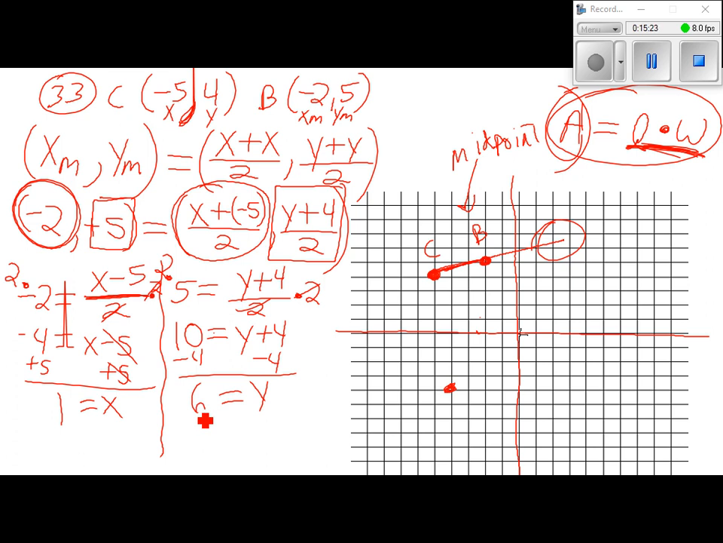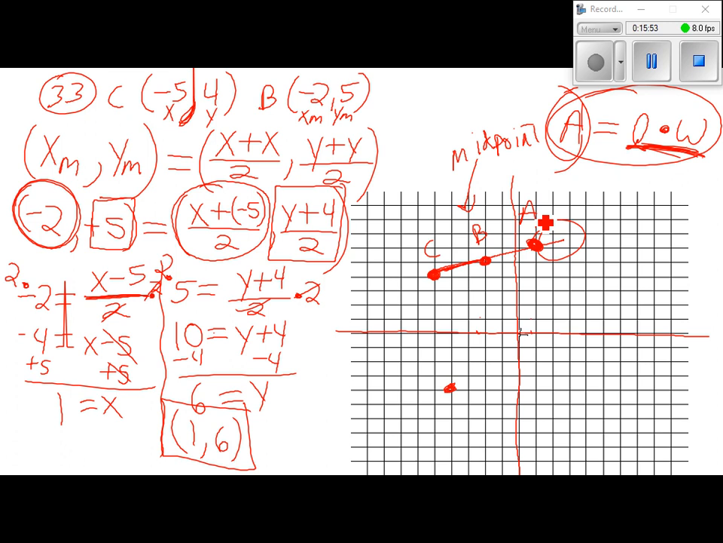It's a point, right? And it's 1, comma, 6. Is that the midpoint? That's the other endpoint that we were missing. Let's look out here and see. 1, 1, 2, 3, 4, 5, 6. So we're saying that point right there should be point A. Does that look like B would be the midpoint for A and C on our graph? Yes.